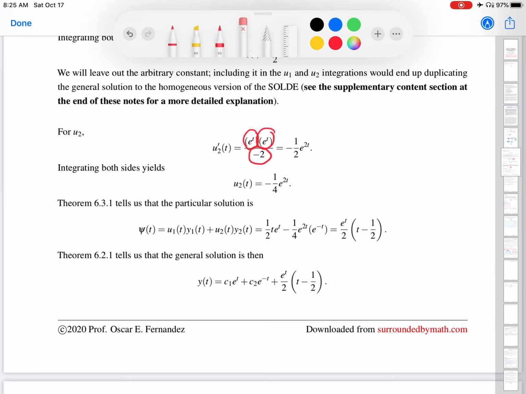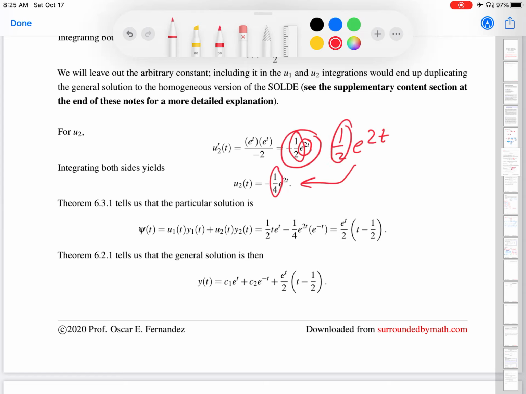Okay, so g of t in this problem, again, is e to the t, so that explains that. Y1 is also e to the t, and the Wronskian is -2. So I get minus 1/2 e to the 2t. Great. And then I integrate that. This e to the 2t integrates to 1/2 e to the 2t. That's a little u substitution that we have to use. So then that's where we get a 1/2 times the original 1/2 that was there, gives us a 1/4. And then we carry over the -1 to give us -1/4 e to the 2t.